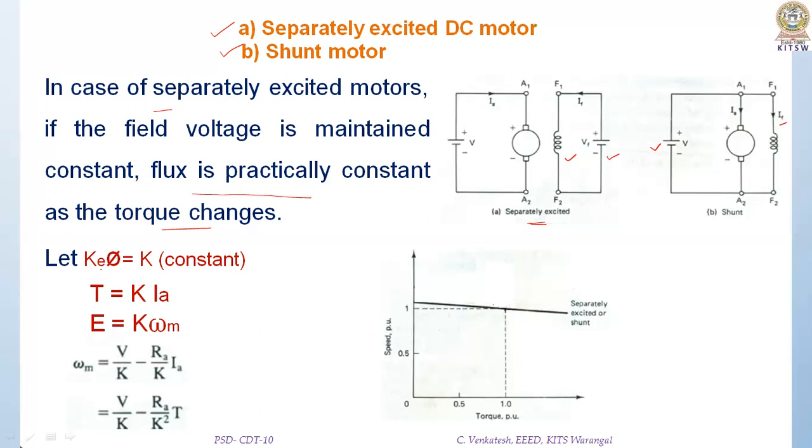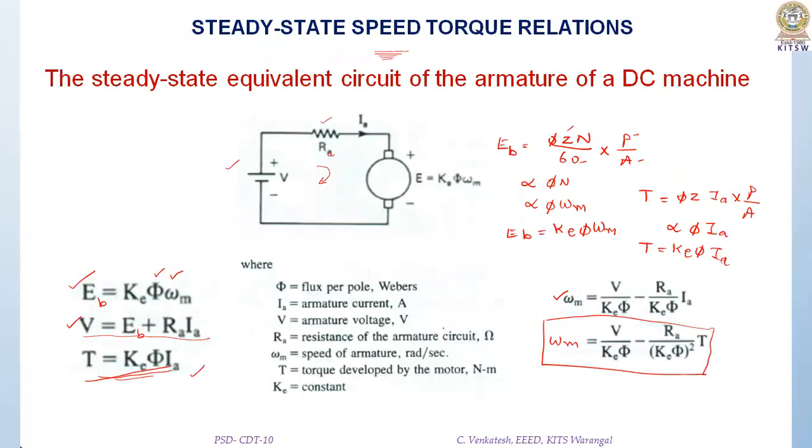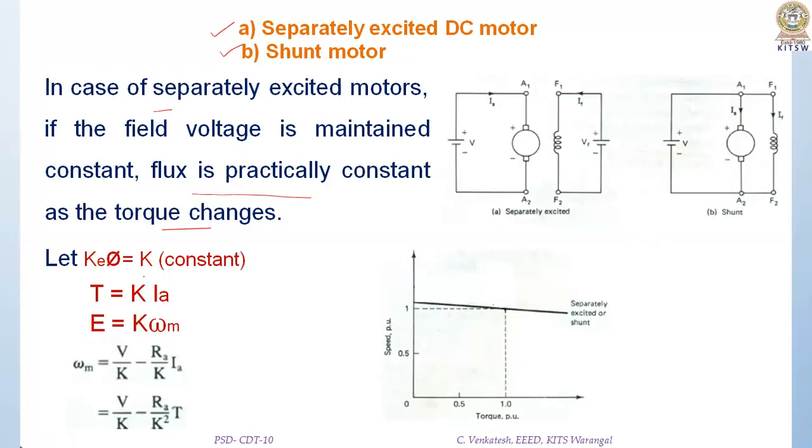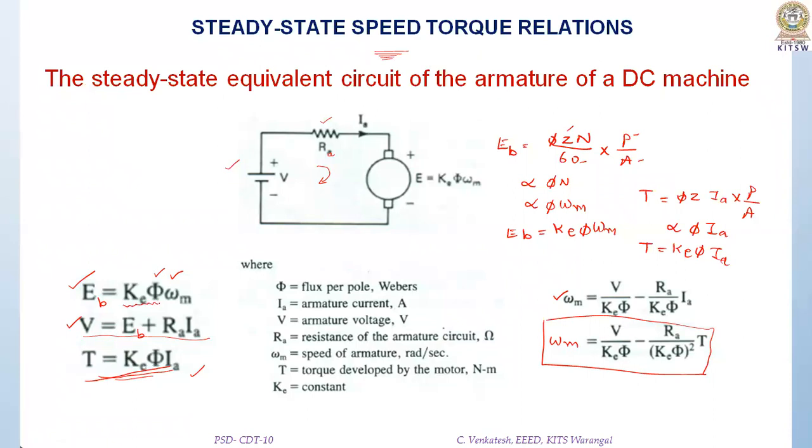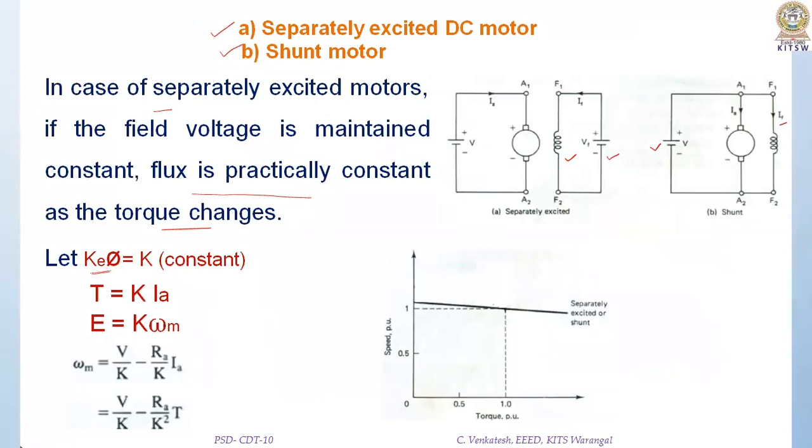So in the previous equation, we had this KE constant; now I can replace KE into phi with k. If flux is constant, k into phi is also constant, so I can replace it by k. Now if k into phi is equal to k, then T will become k into IA. Previously we had T equal to KE phi into IA; now this becomes k, so T is k into IA. And similarly, back EMF, which we had as KE phi into omega m, now becomes k omega m.